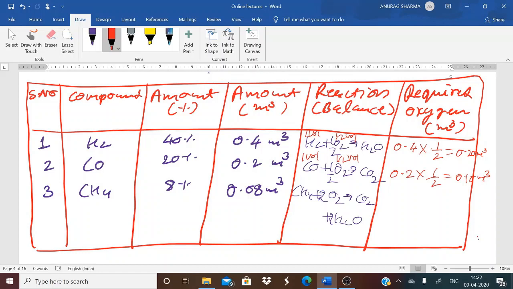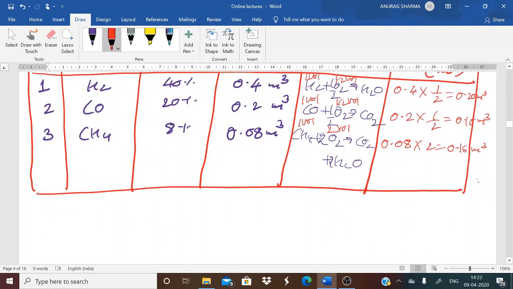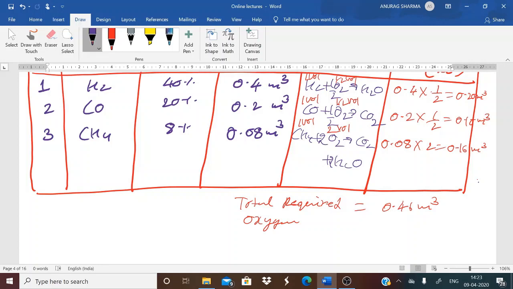meter cube. And in case of methane, here is 1 volume, and 1 volume reacts with 2 volume. So 0.08 multiplied by 2, and the answer is 0.16 meter cube. So the total required oxygen is 0.46 meter cube. We will add all the 3 required oxygens. So total is 0.46.